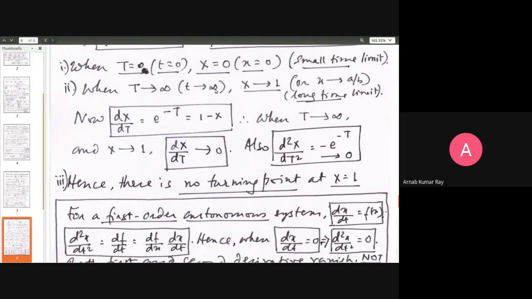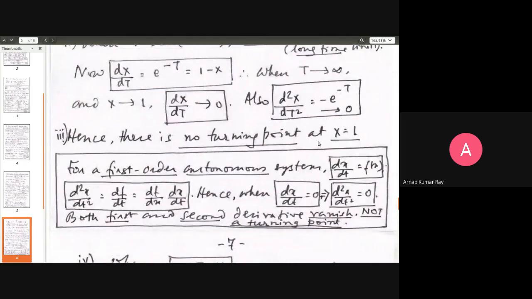For t going to infinity, capital X going to 1, the function x, small x, is going to a limit of a by b. At x equal to 1, the derivative of the function vanishes. As you approach x equal to 1, 1 minus 1 will be 0, dx/dt will go to 0. But d2x/dt squared will also go to 0. And that is not the signature of a turning point. A turning point must have a first derivative 0, a second derivative non-zero.